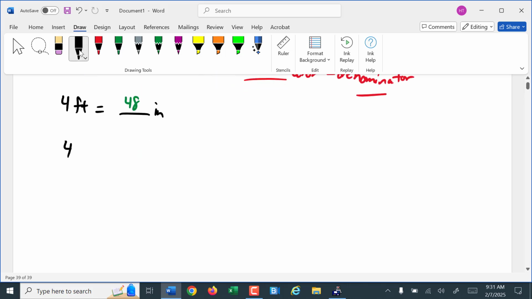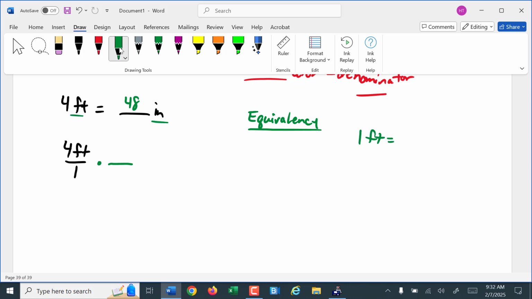Well, we start out with our 4 feet. We make it into a fraction by putting it over 1, because everything's easier when you make it into a fraction, right? But it actually is. And then the unity fraction takes the form of a conversion factor. And so what we look for is we're going to use an equivalency involved here with feet and inches. Of course, we know 1 foot equals 12 inches. Good. So we use that in that unity fraction.